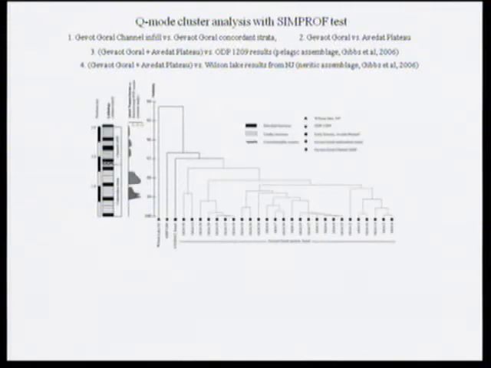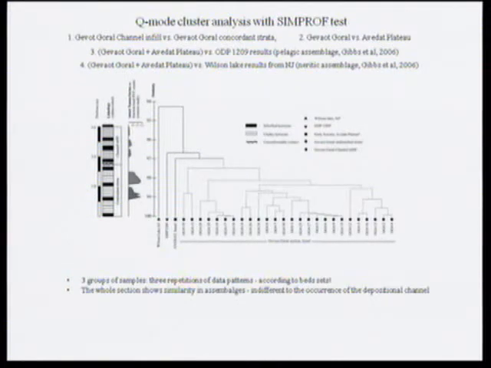Okay, and here are the results, and I just give you the bottom line. Three groups of samples are three repetitions of data patterns according to bed sets. So they don't care about the difference between the upper and the lower part. The computer just knows that there are three types of bed sets. The whole section shows similarity in assemblage, indifferent to the appearance of the depositional channel over here.